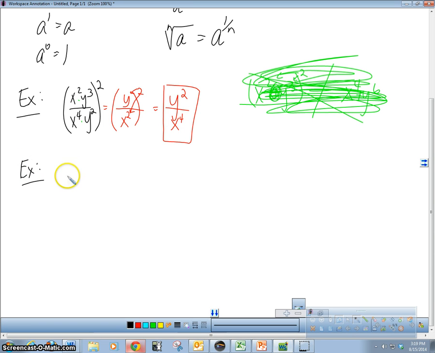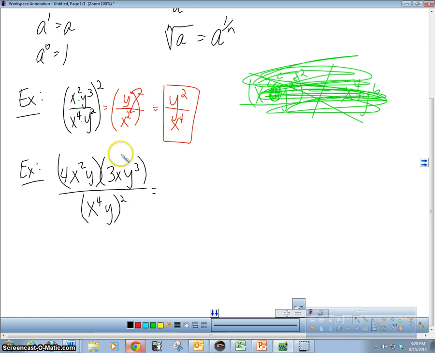Let's look at something a little bit more difficult. 4x squared y times 3x y cubed all over x to the 4th y all squared. Okay, the first thing we're going to do is we're going to multiply the stuff on the top here. Okay, so we're going to go 4 times 3 is 12.